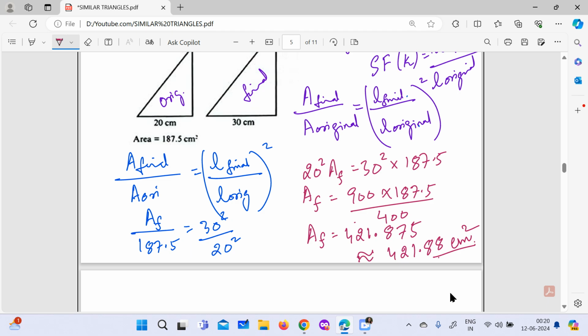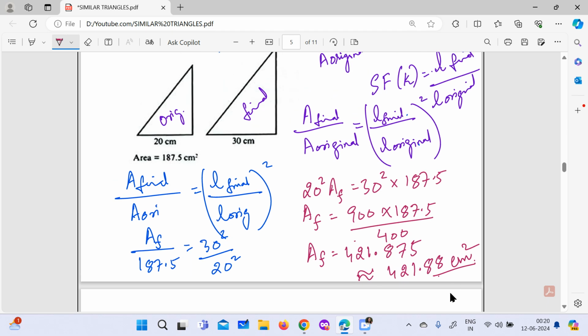So see, your formula is area of the final triangle upon area of the original triangle, which is equal to the ratio of the lengths and whole squared. So that's why we have area of the final upon the area of the original, the first one, that is 187.5, which is equal to 30 squared upon 20 squared. Now we will simplify it by cross multiplication and you get the value. So very easy it is.